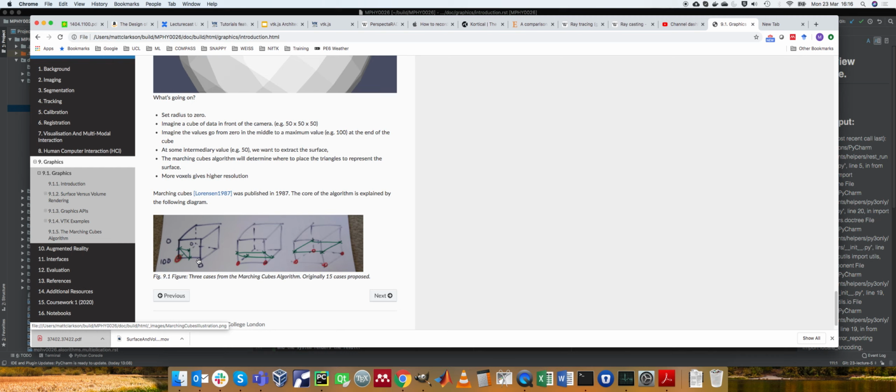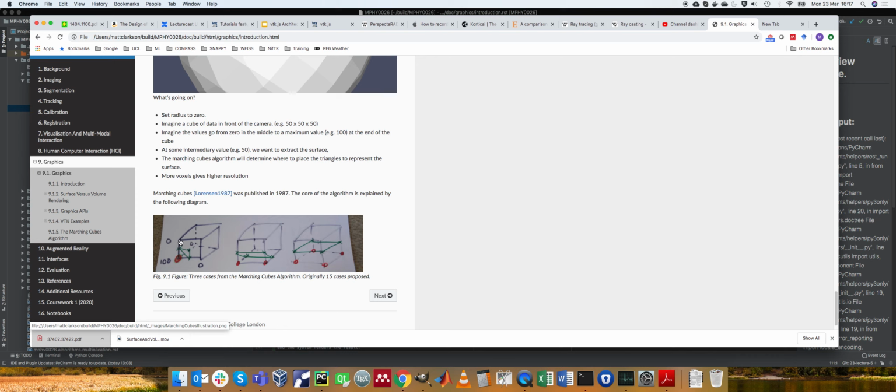So for example, if in this scenario I'm looking for a threshold of 50, this red corner one could be above 50, so it's 100, and the remaining 7 are all below 50. So the red dot indicates above 50 and no dot indicates below 50. That means somewhere in this volume I have crossed the threshold that I'm looking for.